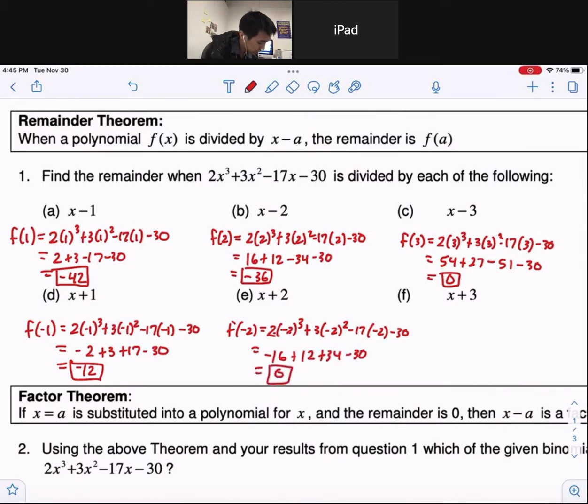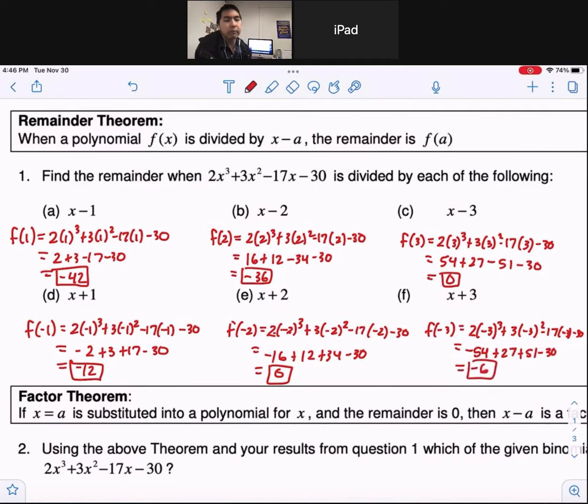So that's 0, and one more. If you plug in negative 3 into the function, everywhere you see an x, it is this part. You would get negative 54 plus 27 plus 51 plus 30, negative 6. So those are all of the remainders, okay? Those are all the remainders from A through F.